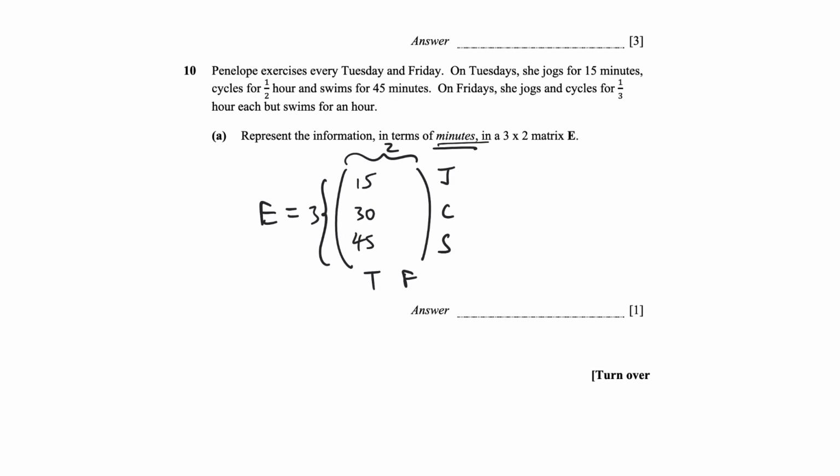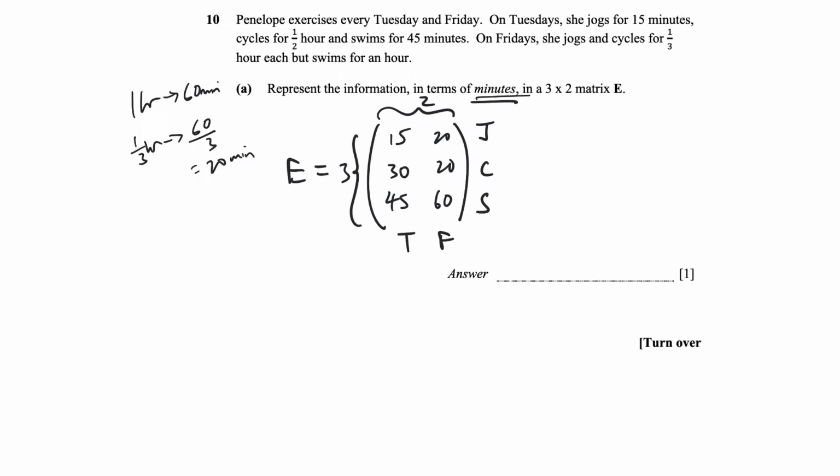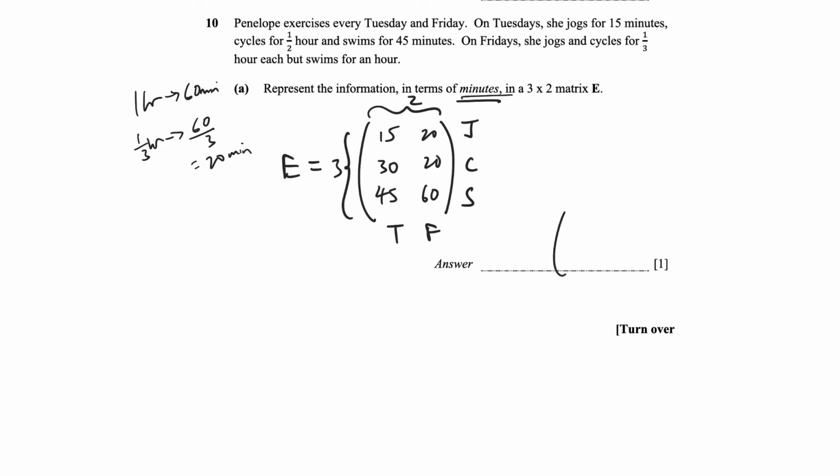Fridays, she jogs. So on Friday, she jogs and cycles for 1/3 hours. So how much is 1/3 hours? So 1 hour has 60 minutes. So if you're on 1/3 hours, you just take 60 and you divide by 3, right? Which is 20 minutes. Each swims for an hour has 60 minutes. Done. So this is your matrix.